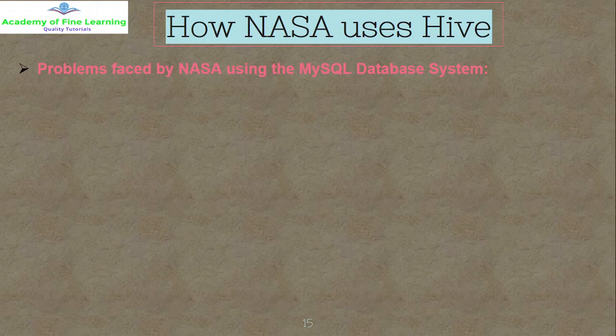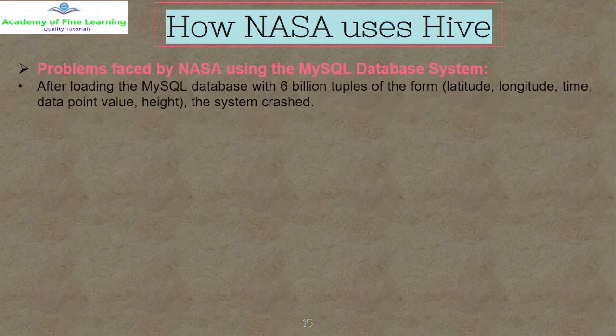Actually, NASA was using a MySQL database, and they had some problems. NASA has a very rich research center, the Jet Propulsion Laboratory, a worldwide known research laboratory, so they generate lots of data. They load the data into a MySQL database. How many tuples were there? 6 billion tuples. The form of the tuple has latitude, longitude, time, value, height.